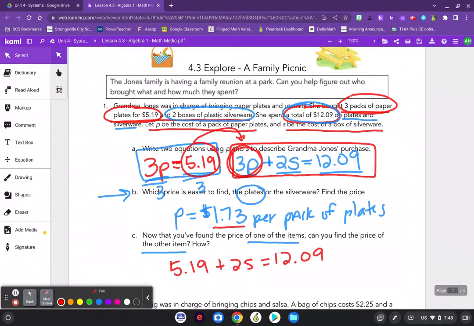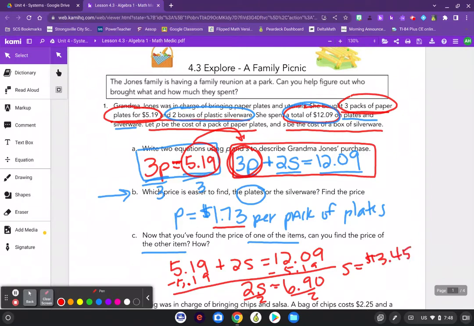I'm going to subtract the $5.19 from both sides, right? If I subtract $5.19 from both sides, I get 2S. Careful, that's an S, not a 5. And that gives me $6.90. And if I divide both sides by 2, I get that S is equal to $3.45 per box of silverware.